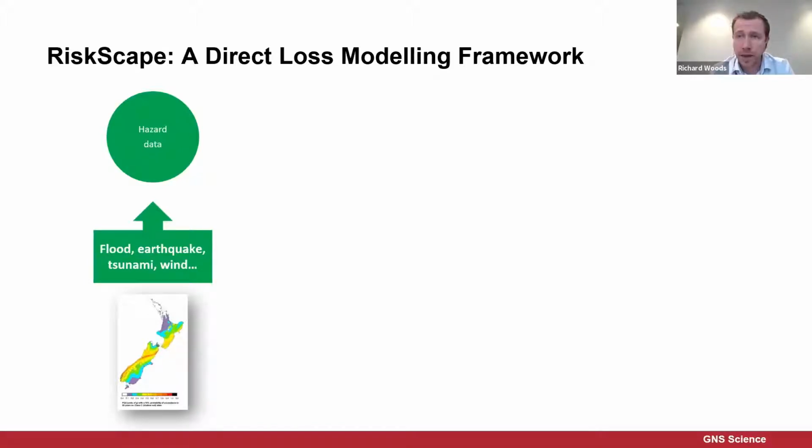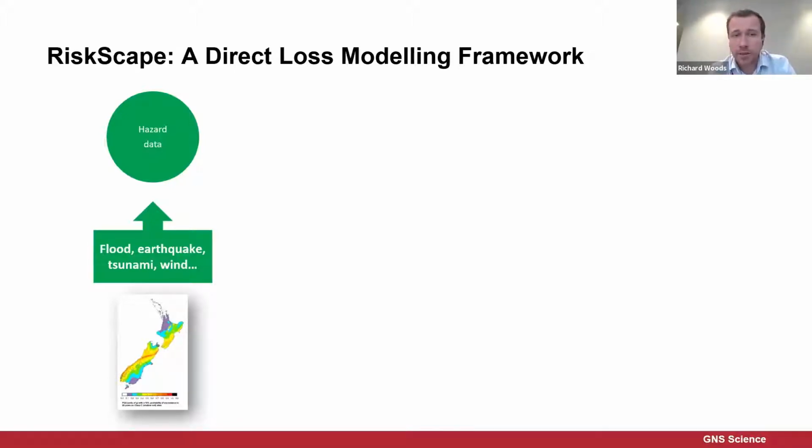So there's no data hard-coded. So that means that if we have the right hazard data and information about what we're trying to model, we can model any type of natural hazard, but also other hazards. So an example would be if we had data about the spread of COVID-19 through the community and within New Zealand, and we understood how it distributed itself for specific events, we could actually use the RiskScape engine to model the spread of COVID-19, for instance.